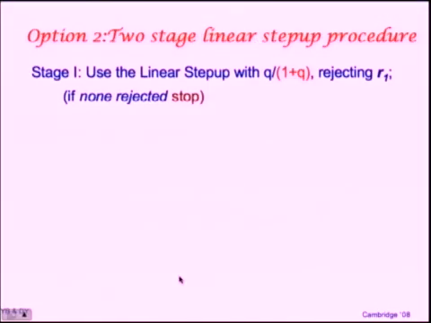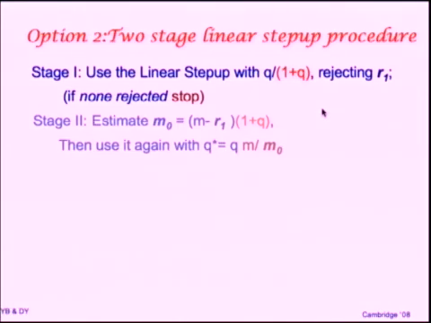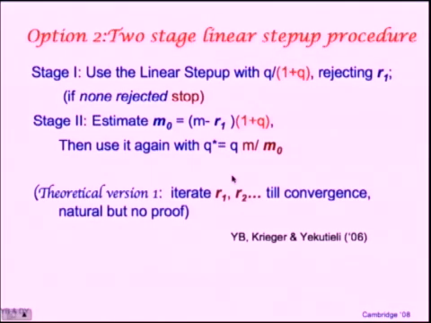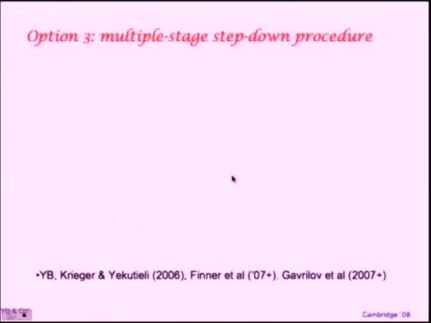Second suggestion by Benjamini, Krieger, and Yekutieli, myself included: use the linear step up once, but with a bit stronger control, q over 1 plus q, and reject whatever you reject. If you don't reject, stop. If you rejected something, then estimate m naught as m minus r, or m minus the number you rejected. Again, inflate it a little bit and use it again. You can think about the theoretical version. If you do it once and it controls the FDR, try to do it twice and 3 times and so on. It seems reasonable. It works in simulation. We don't have a proven result for that.